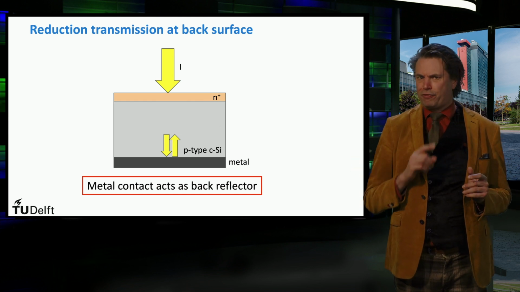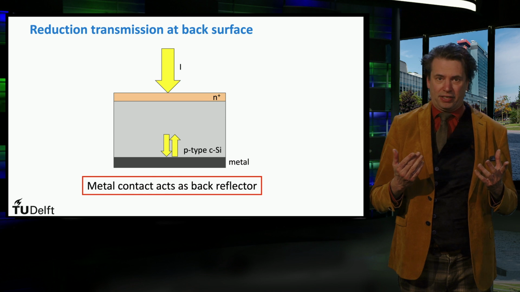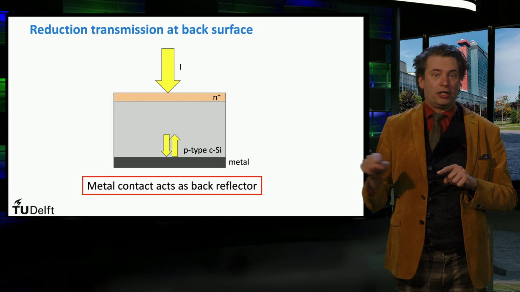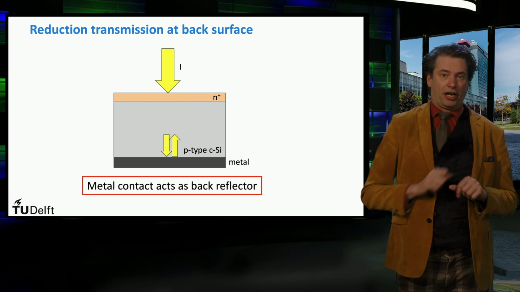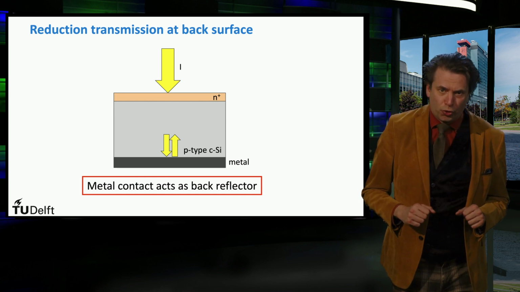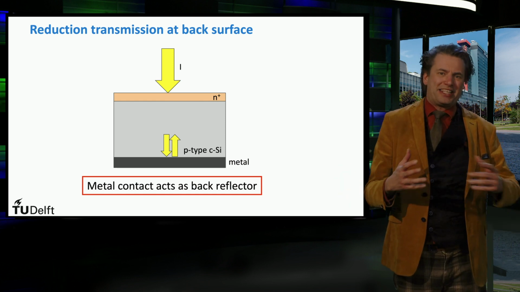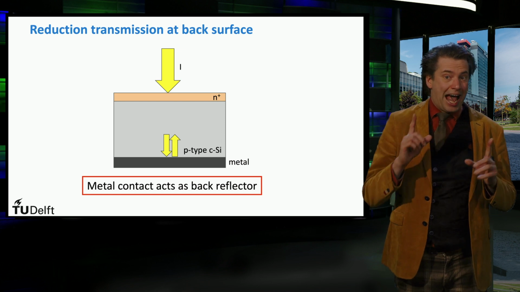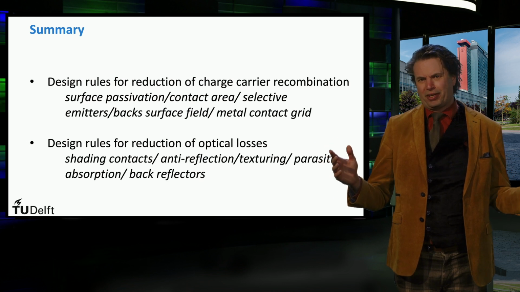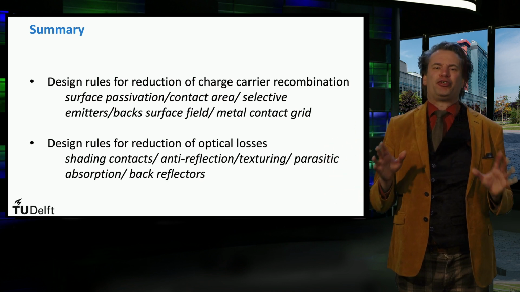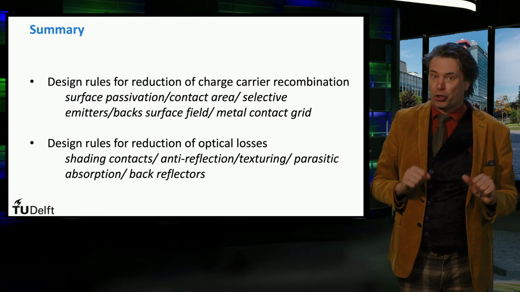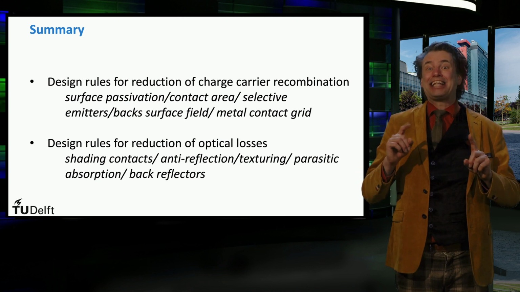Combined with surface texture, we can increase the path length even further, since light will be scattered and coupled into the device at an angle. Texturing the wafers is therefore also a useful tool to limit the thickness of the wafer while maintaining the short circuit current densities and increasing the open circuit voltage. Summarized, we have discussed the general design rules for crystalline silicon solar cells on how to reduce the Shockley-Read-Hall recombination losses and the optical losses.